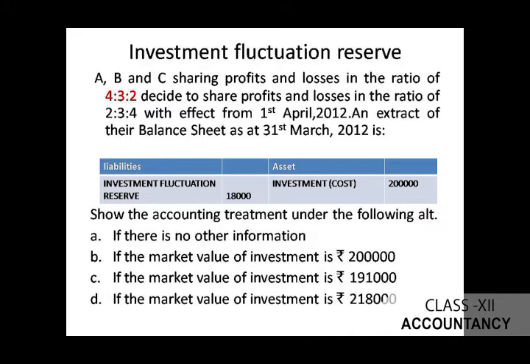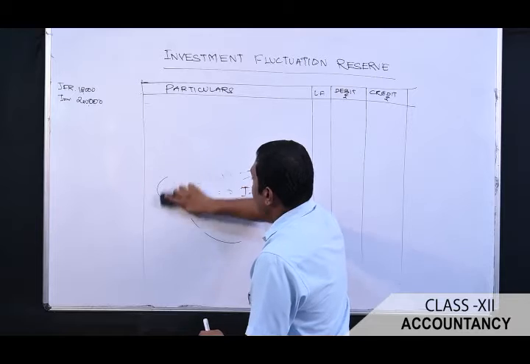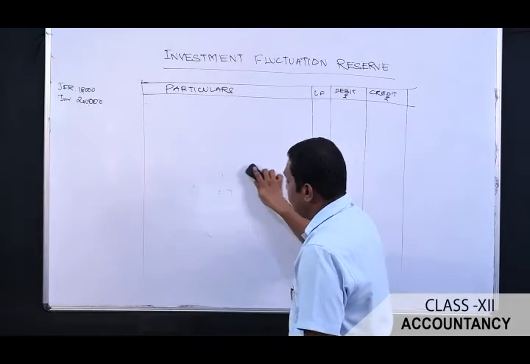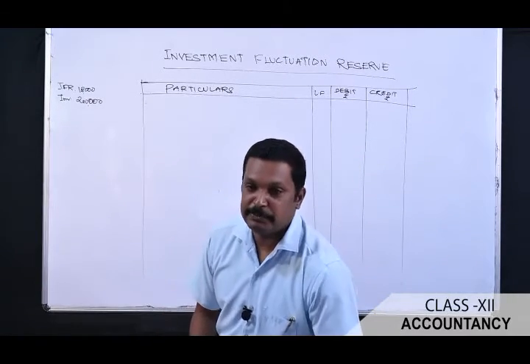A, the first case: if there is no other information in the question. In the question, the balance sheet is given, investment fluctuation reserve is 18,000 rupees and on the asset side there is an investment of 2 lakh, and below the question nothing is given in the adjustments. No information is given in the adjustments. So how do we treat the investment fluctuation reserve? By passing an adjustment entry, a journal entry, and through posting in the respective accounts.